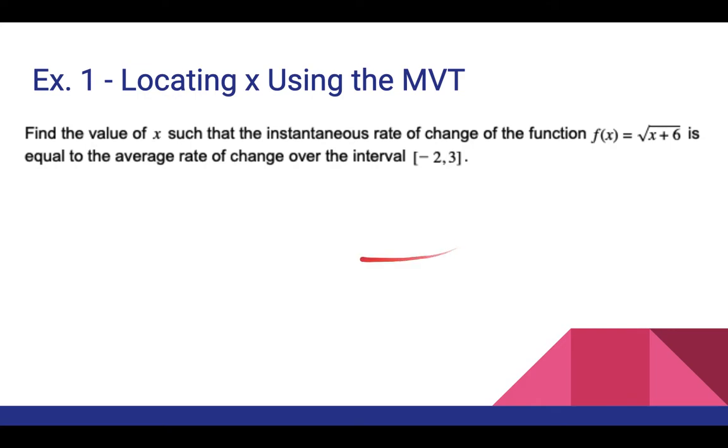So let's take a look at an example right here. Find the value of x such that the instantaneous rate of change of the function f of x equals square root of x plus 6 is equal to the average rate of change over the closed interval -2 to 3.